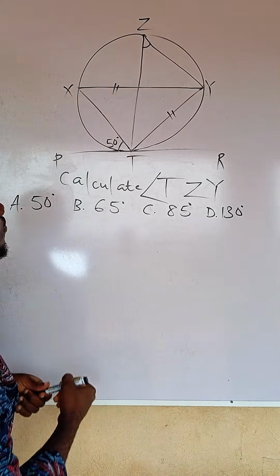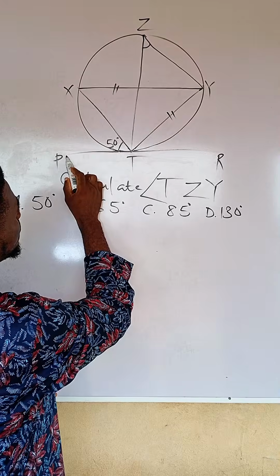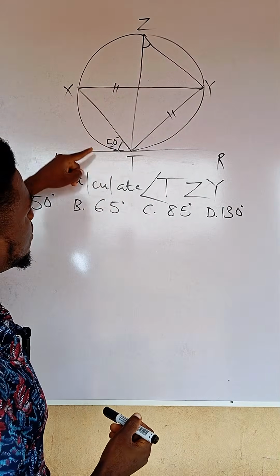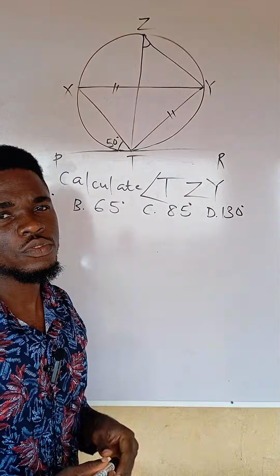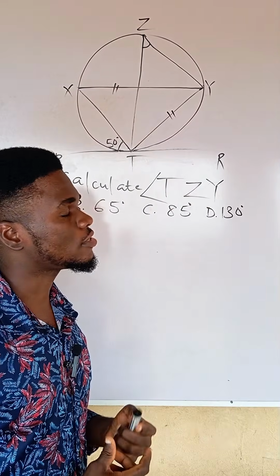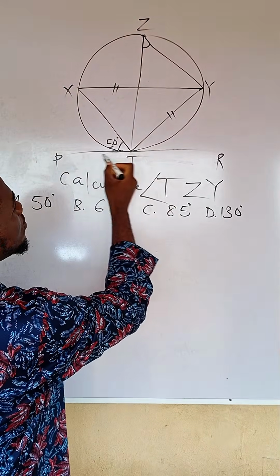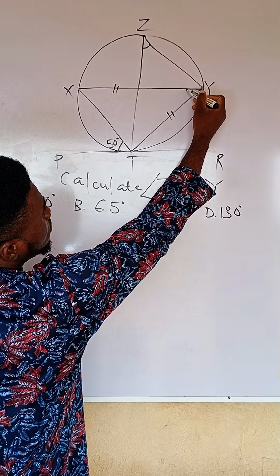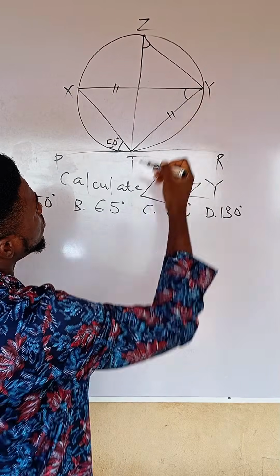You can see that this 50 degrees is subtended by a tangent and a chord. When a chord and a tangent meet, they form an angle which is equal to the angle in the alternate segments. This is the tangent and this is the chord. Look at the alternate segment here. Now, how do you know an alternate segment?